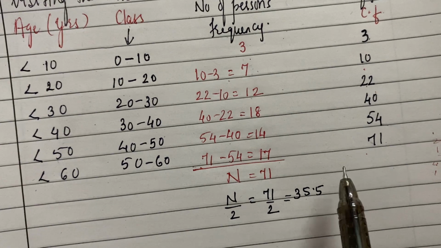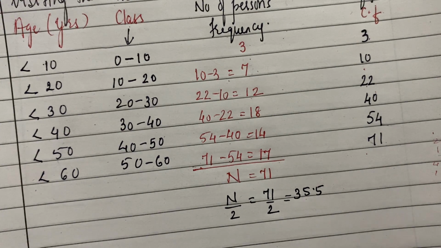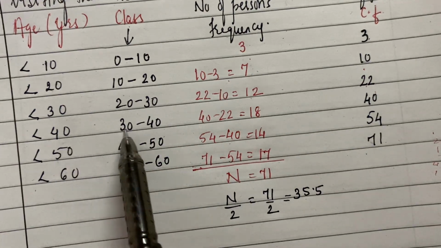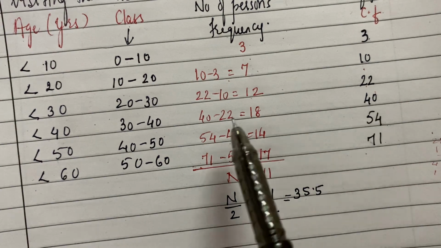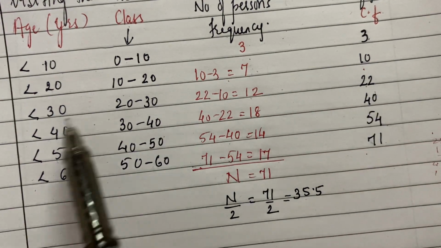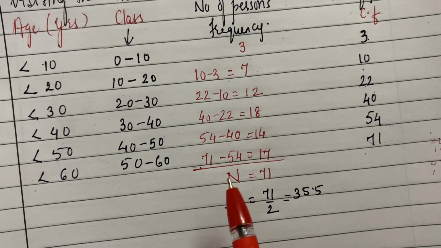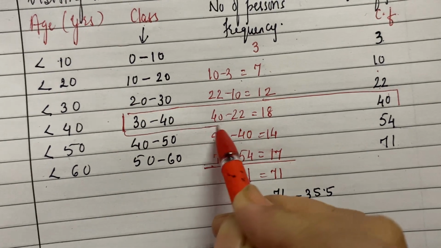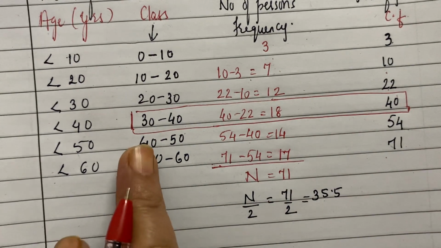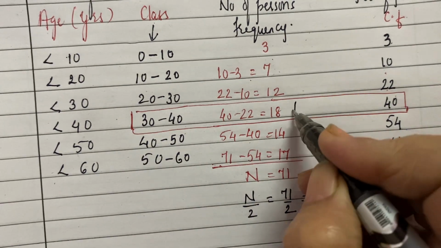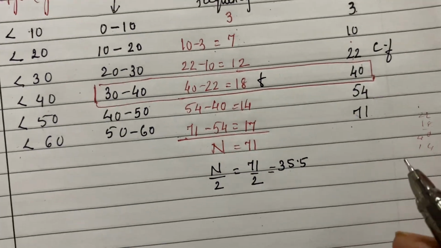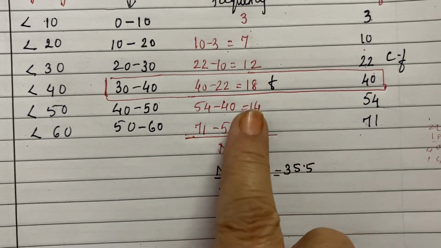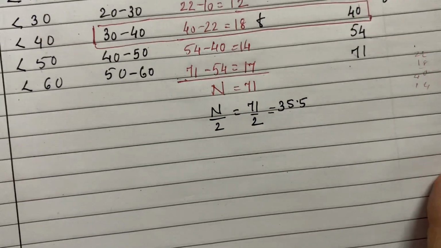Now we have to find 35.5 in this cumulative frequency. So in which class will it come? It will come in this class, 22 to 40, since 35.5 will be less than 40. So this becomes your median class, which is 30 to 40. Lower limit will be 30, frequency will be 18, and the cumulative frequency will be 22. This is the way we find the median class from this score, that is 35.5, and then we decide the frequency and the cumulative frequency. Now let us write the data for the given information.